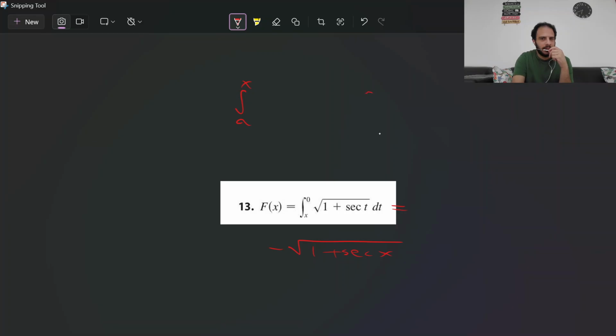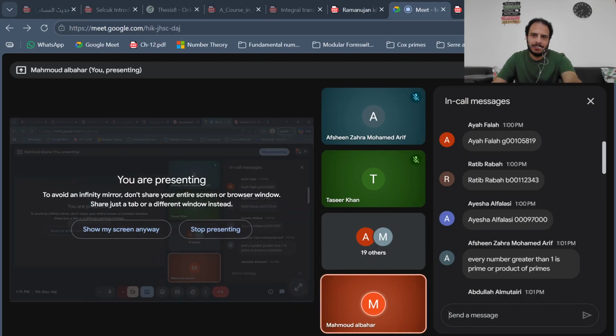So how to do that? Remember, x to 0 equals what? When you flip the limits, you multiply by minus 1. It becomes minus 0 to x, right? Good? So this is the idea. First you write it this way, minus 0 to x, square root of 1 plus secant t dt. Now you differentiate. You get the answer, minus square root of 1 plus secant x. Thank you.